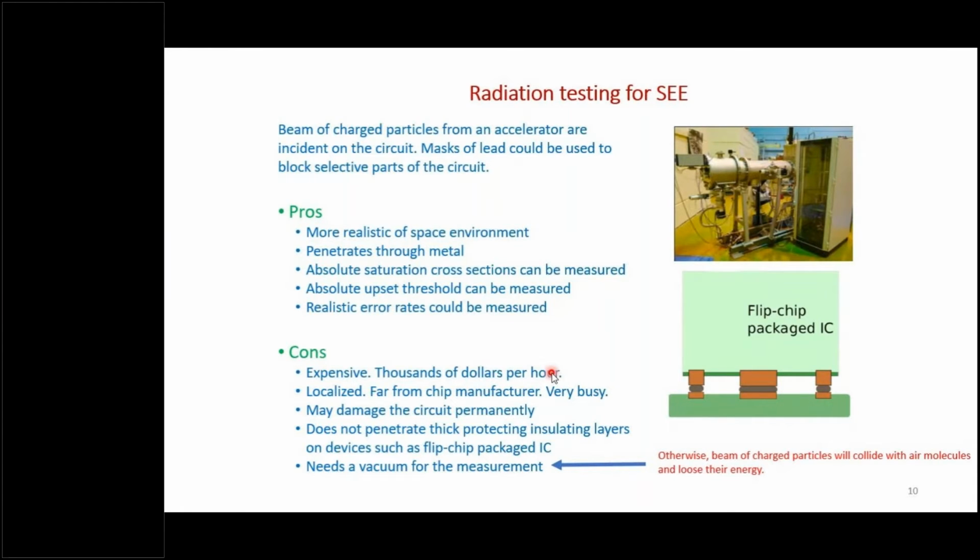First of all, it is more realistic of the space environment because, in fact, the particles are bombarding the circuit in space. It penetrates through metal. We know that there are a lot of metal pieces on circuits, so it's covered by metal, and the particle would pass through that. You can also find absolute values of saturation cross section and upset threshold, and realistic error rates could be calculated by doing the particle testing.